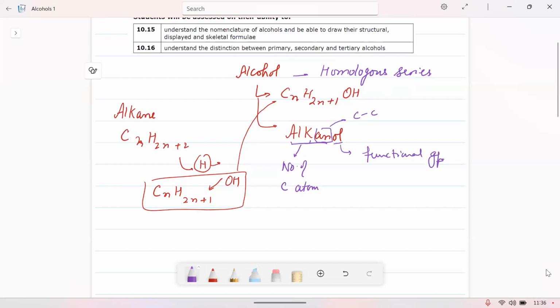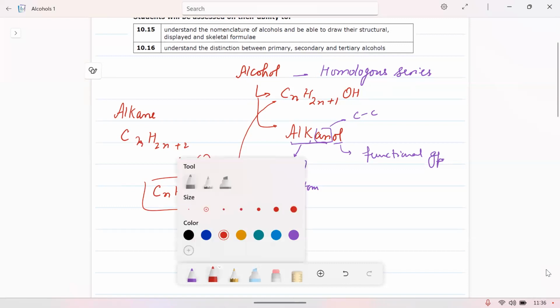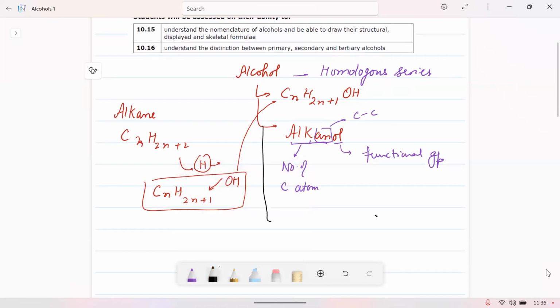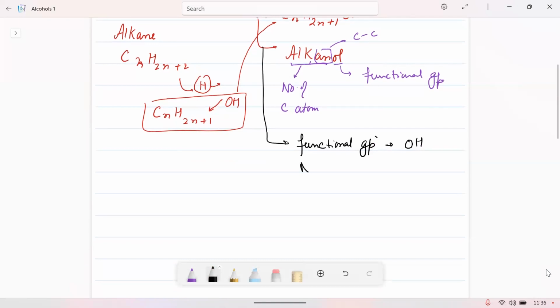Now, for alcohols, the functional group is OH, but they may ask you the name for this. Remember, the name for this is hydroxyl group. There's another thing that is OH minus. The OH minus is called a hydroxide ion. So these two are totally different things.